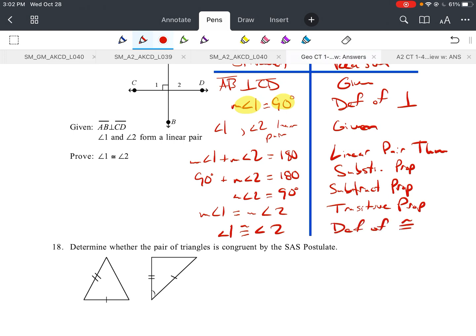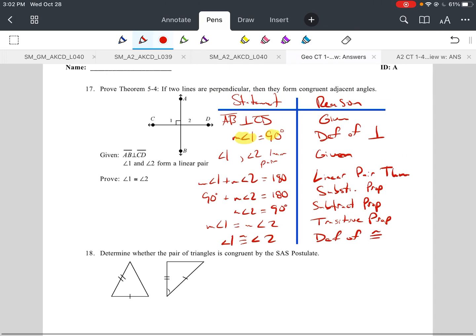Okay, so there's a little bit to this proof, but you could tell where it was going before you did anything. If I show that this one is this, I have a linear pair, that means they add up to 180. I know angle 1 is 90, therefore angle 2 has to be 90. So that's all you got to do. You got to give irrefutable evidence for that. All right, let's keep it rolling here.